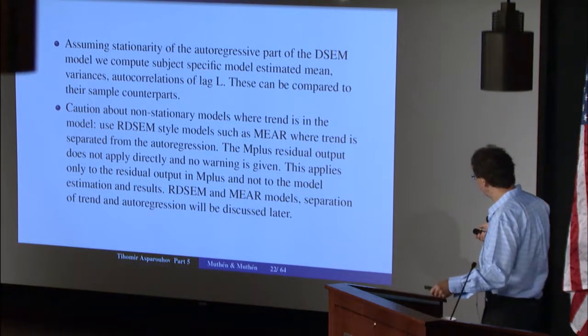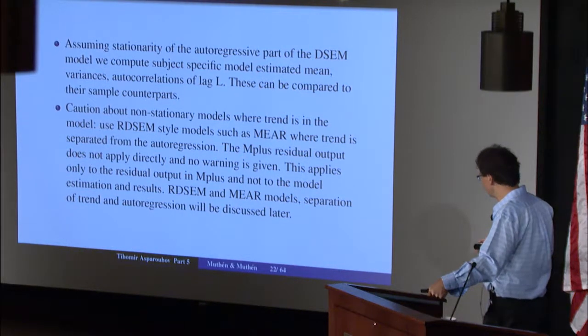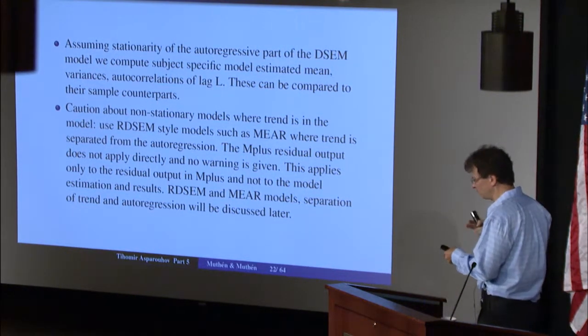The one thing to remember is that those output options that depend on the stationarity assumptions are the residual output, the Tech4 output, and the standardized estimates, and those will assume stationarity of the autoregressive part of the model. There's a way to deal with that. Either you can use residual DSEM style models such as the mirror model, which basically extracts the trend in the data from the autoregressive part, and that will keep the autoregressive part stationary. And I'll give an example later on, so don't worry about this point.